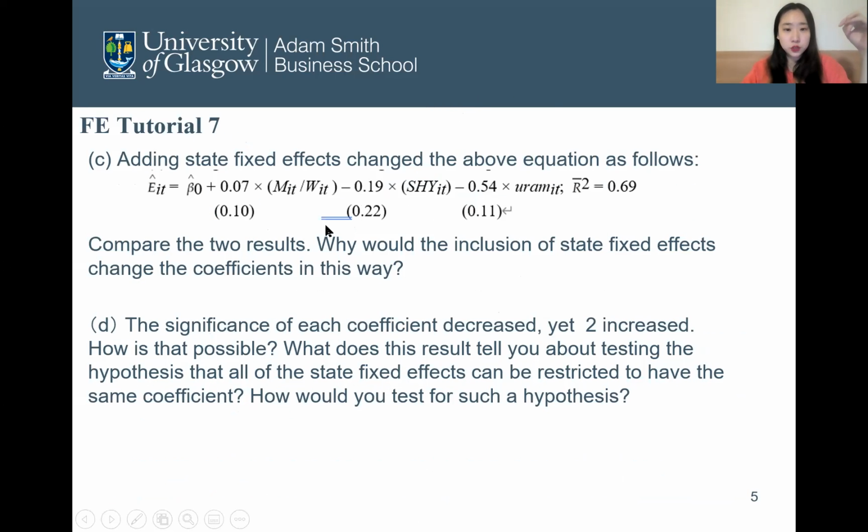And we also have question C and question D. Because there are too many questions, we'll figure out question A and question B first, and then go back to question C and question D. Okay.